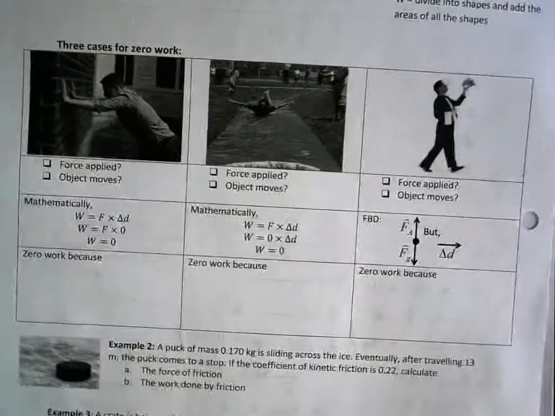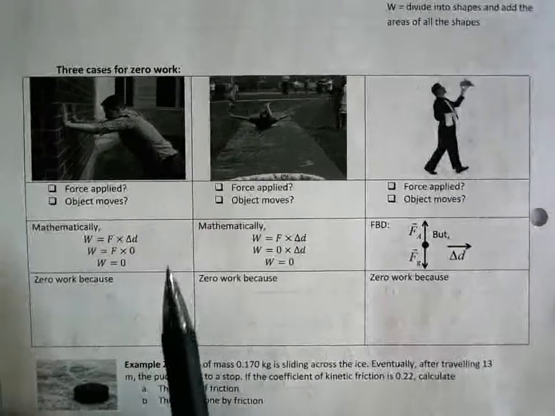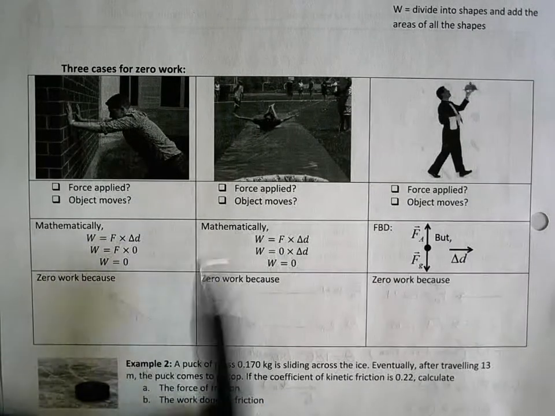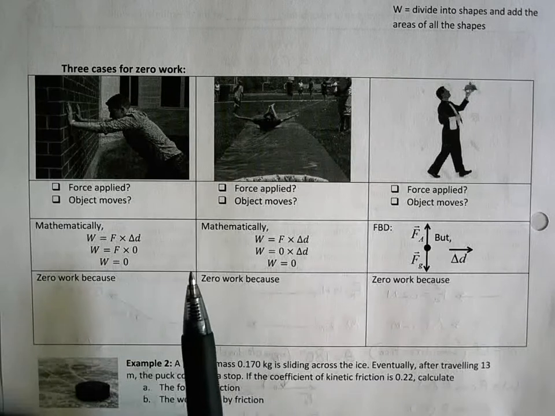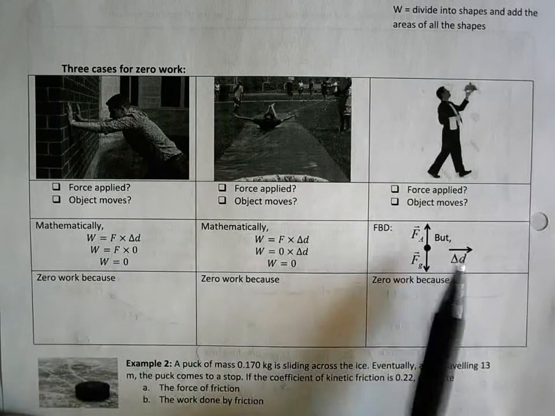Let's continue on to 2 more examples. Make sure you go through carefully the section about zero work. There are 3 cases where you have zero work, and one of them, the last one especially, is a little bit tricky.